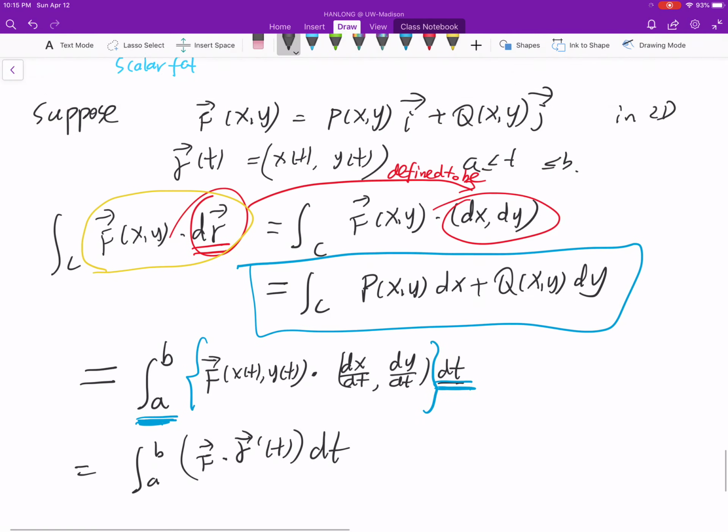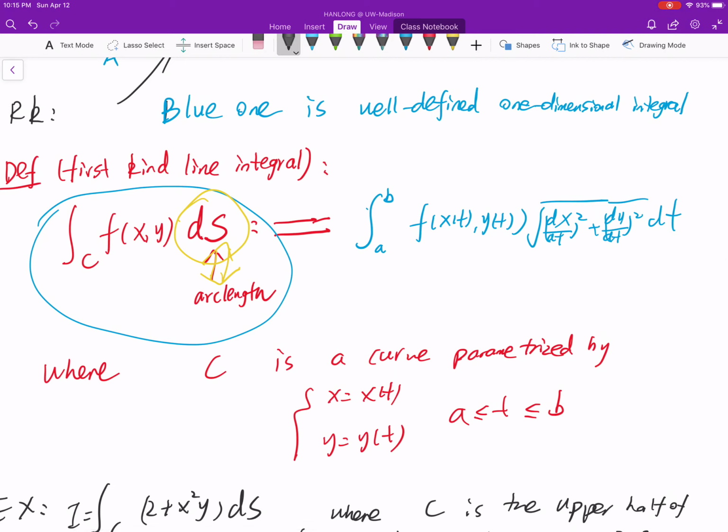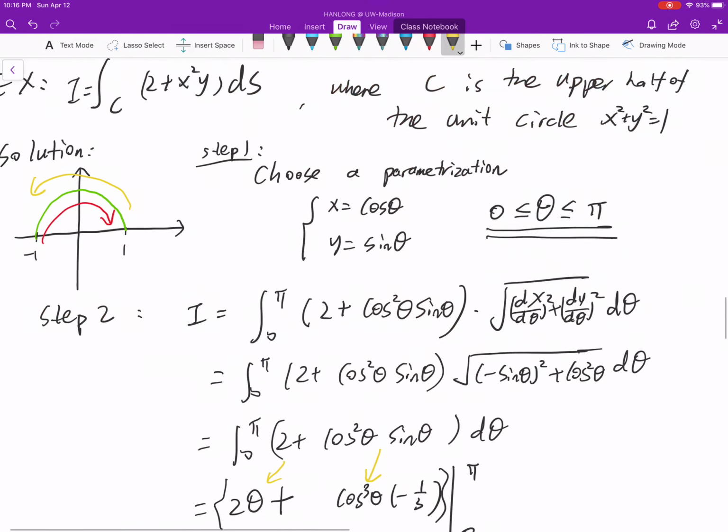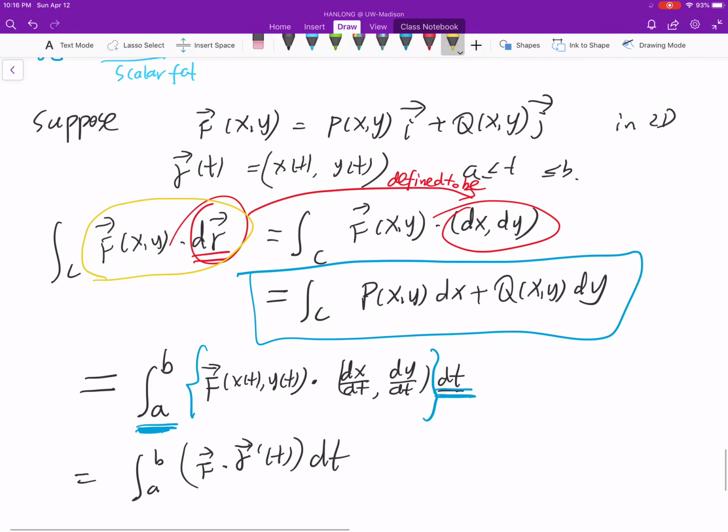Okay, and this is as fundamental as this formula here. So basically, you can view the right-hand side as your definition. View it both as the rigorous definition and the efficient way to compute. And when we do problems, we will make it clear. The key point here is parameterization.